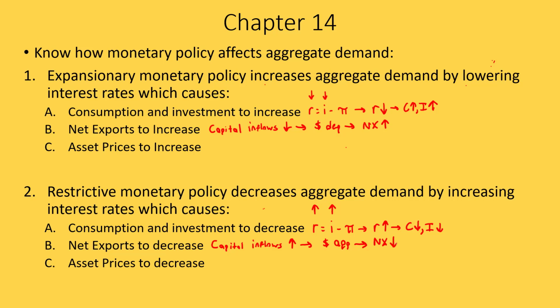Also, you're going to see your asset prices decrease. So maybe the value of people's homes might go down, or maybe the value of their stock portfolio might go down, making people more pessimistic about the economy and less eager to spend money, right? So again, this restrictive policy will decrease aggregate demand through these channels as a result of increasing these interest rates. So make sure you're familiar with those for the exam.